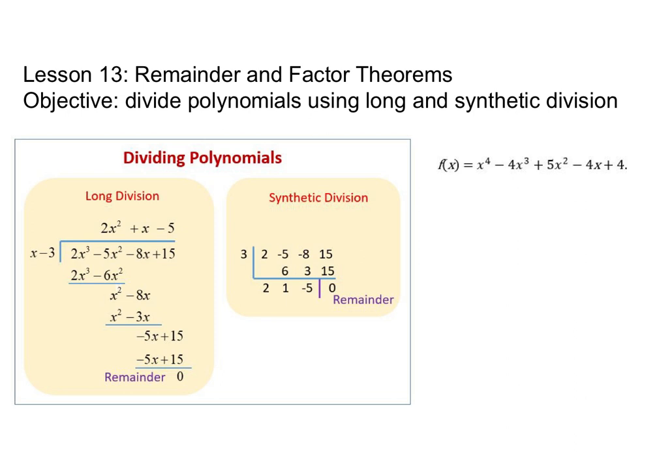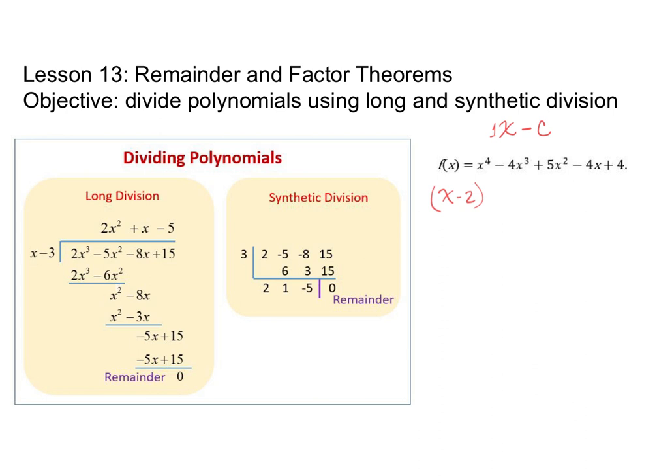However, note synthetic division only works when you are dividing by a binomial, so something like x minus c, where your coefficient is 1. If your coefficient is more than 1 or it's not a binomial, you would have to do long division. So in my case, because I was dividing by x minus 2, I can use synthetic division.